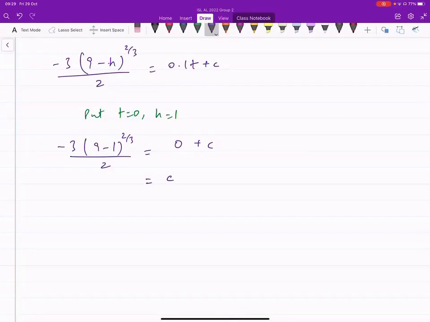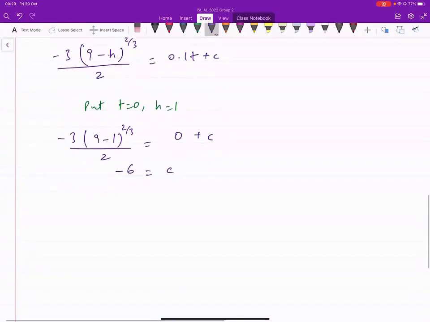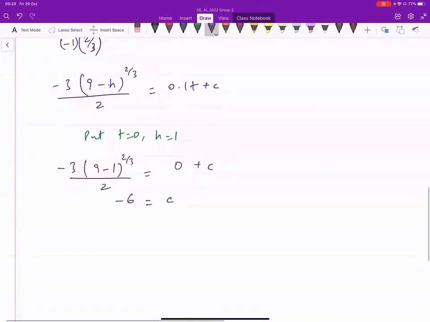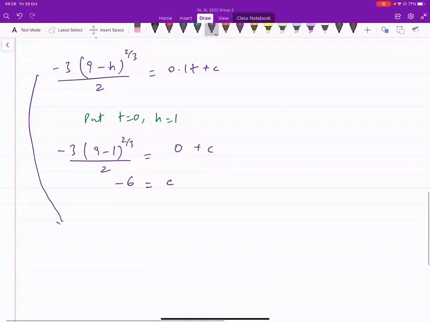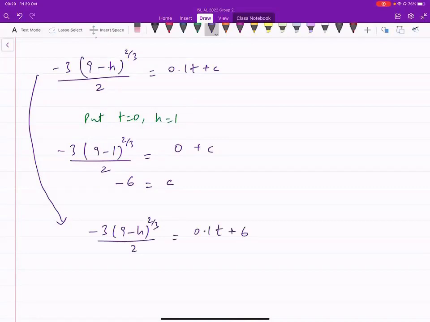Minus 6 नहीं आता? I think it's minus 6. Minus 6, right? c is equal to minus 6. c की वैल्यू minus 6 आ गई. वो जाके इनपुट कर दें, उस इक्वेशन के अंदर वापस. We get minus 3 (9 minus h) whole raised to power 2 over 3 divided by 2. Yeah, that's 8 का cube root, which is 2. 2 square is 4. So this is what we get.